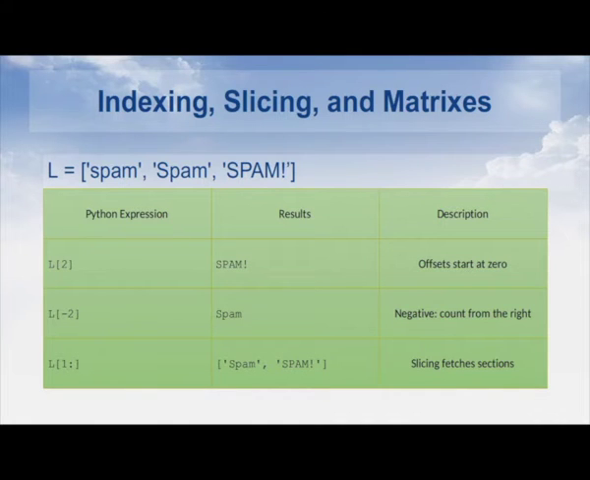So, -1 refers to the last element of the list, therefore, -2 refers to the last but one element on the list. So, I get the output as spam with S capital and other letters in lowercase. The third, I give L of 1 colon.